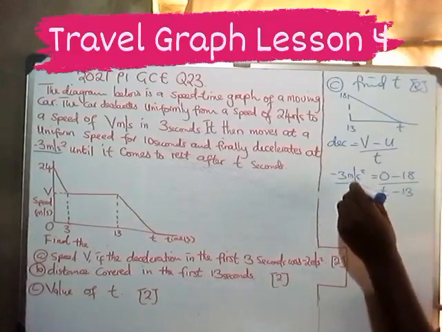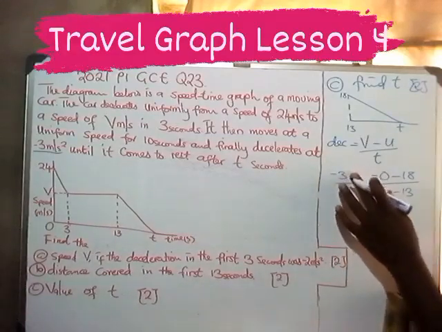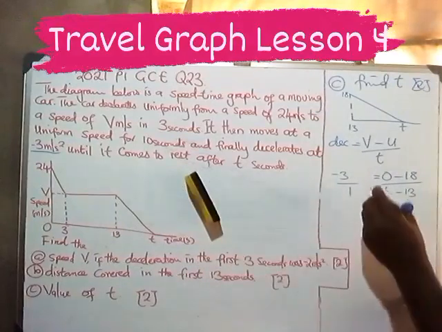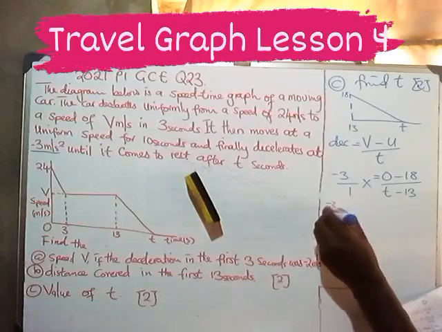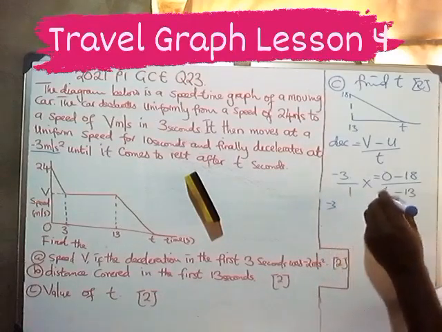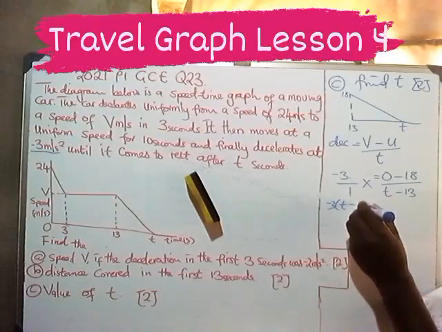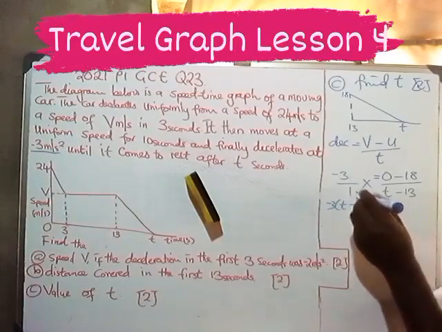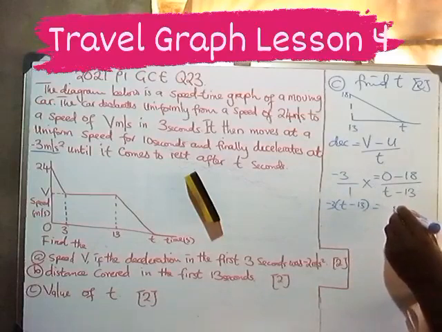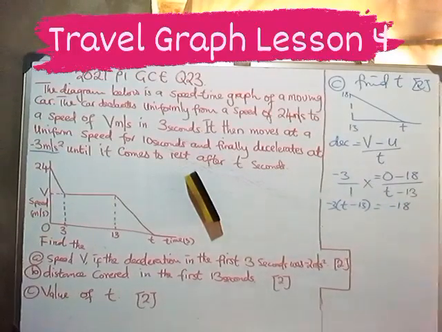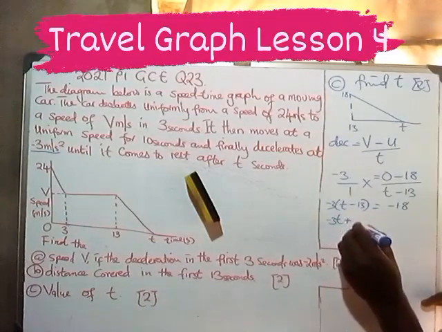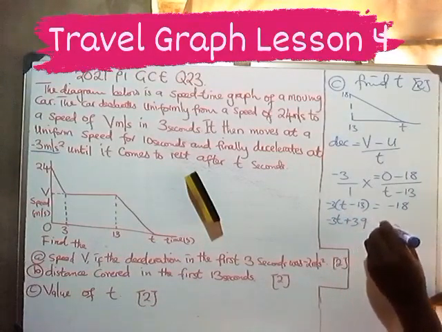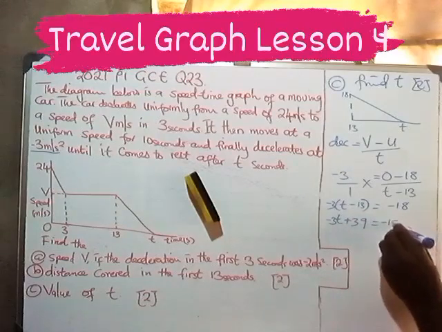So we move on by cross multiplying. This one needs to be over 1. Mind you, the units we'll look at later. So if we cross multiply, we are going to have -3 multiplied by (t minus 13) is equal to 1 multiplied by everything, which will be -18. It will be negative. So now we expand this one. We are going to have -3t plus 39, which will be equal to -18.